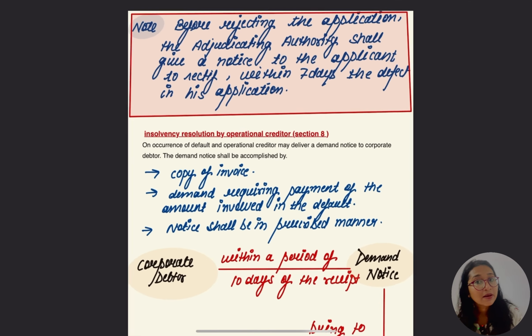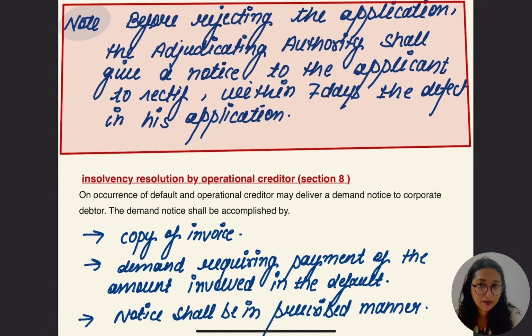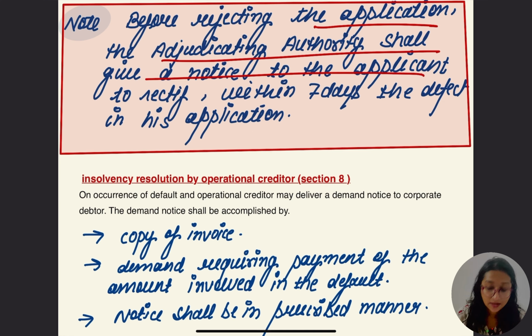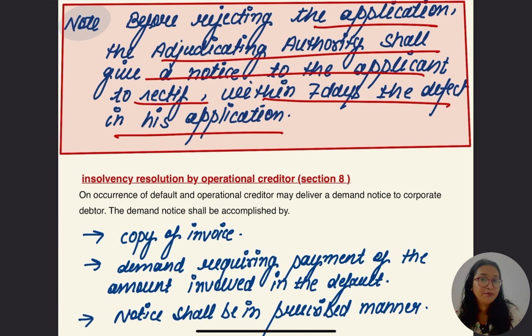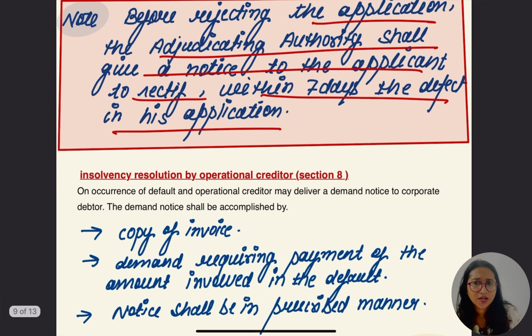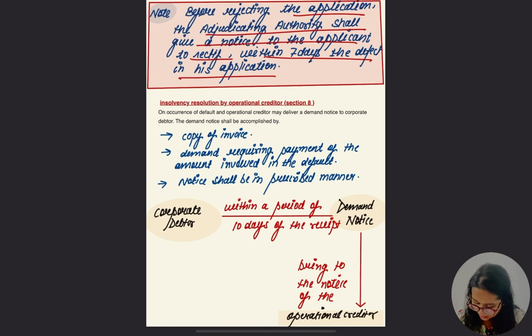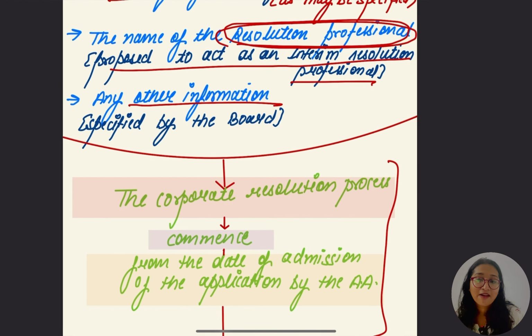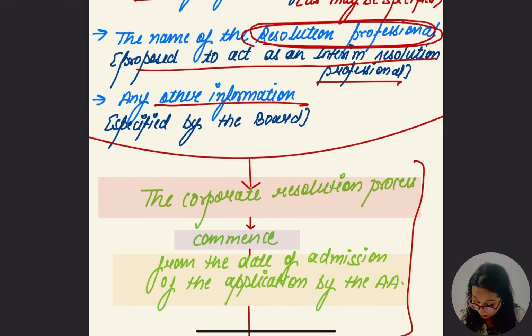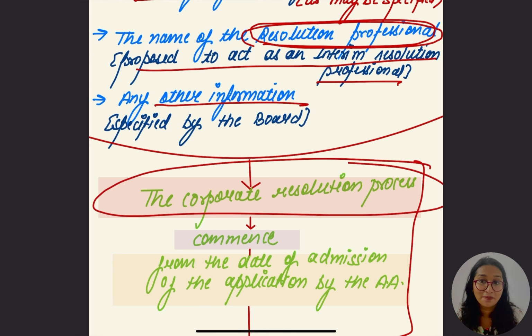Is there any time limit by when the AA rejects the application? Okay, yes. Before rejecting the application, the AA shall give a notice to whom? To the applicant, to rectify the default in his application within 7 days. Okay, so 7 days would be granted to them. Okay. Now let's come back. Once the AA has accepted the application, the corporate insolvency resolution process is going to commence. Okay, these points I had actually left behind, and let me come back and complete them.